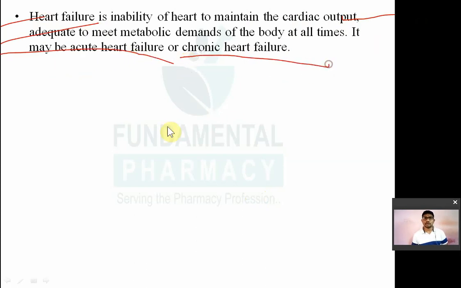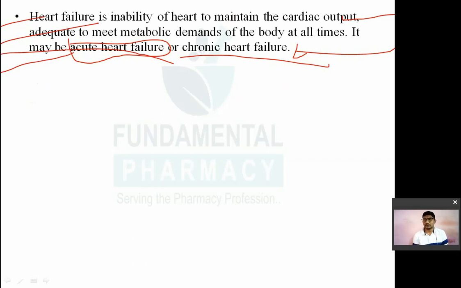Acute heart failure is most of the time because of myocardial infarction, and chronic heart failure is because of different reasons. Chronic heart failure may be due to kidney disease, vascular disease, or infection, etc. But acute heart failure may be due to myocardial infarction or genetic origin. Now, basically, what does heart failure or congestive cardiac failure mean?